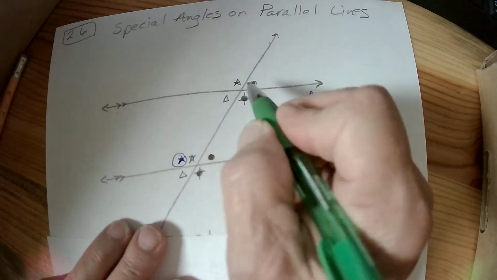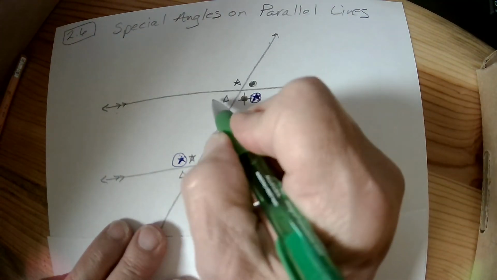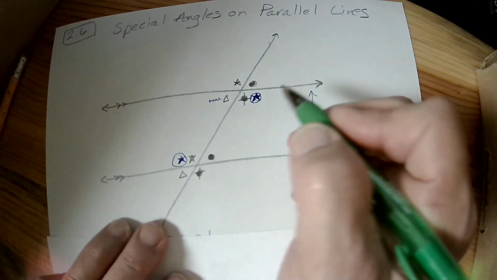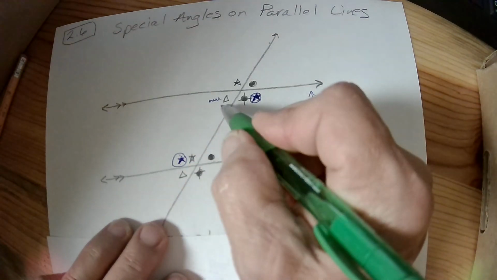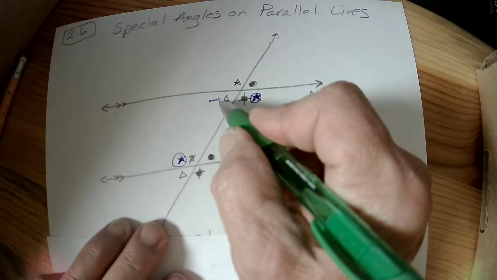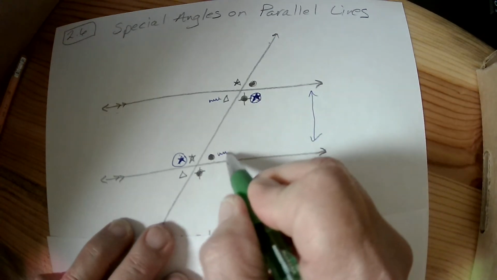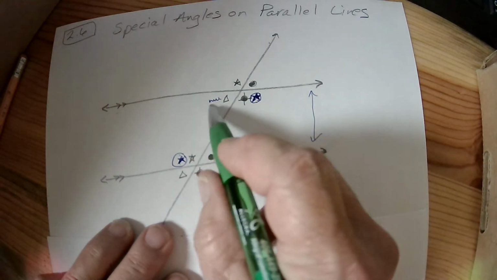So then, if I have this angle, I'll just do a squiggly line. It's kind of messy after a while. Then the alternate interior to that one would be right here. And those two angles are congruent.